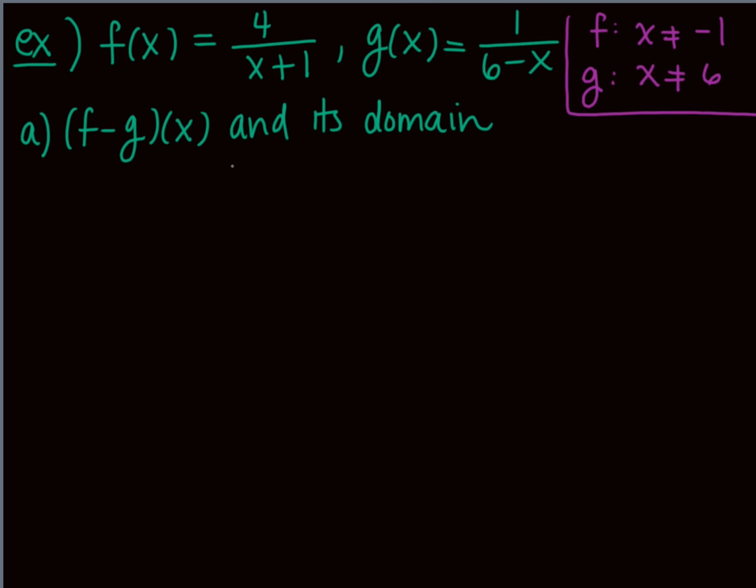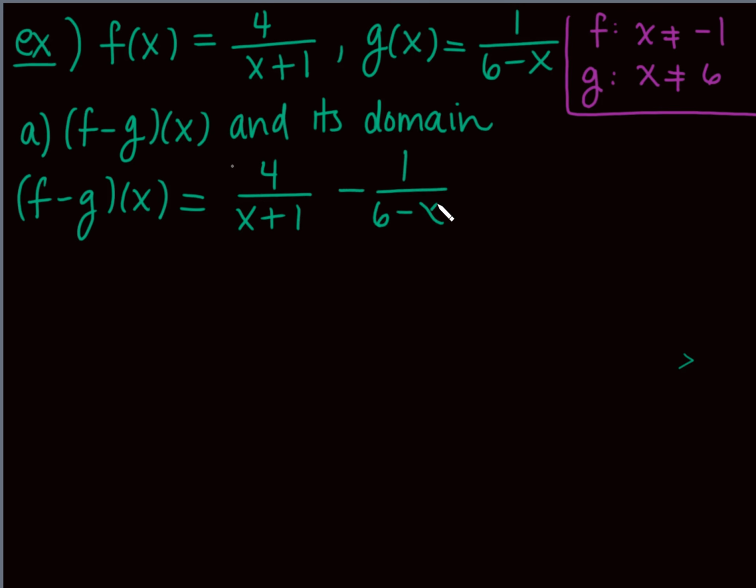They can't be invited to the party because f doesn't like -1 and g doesn't like 6, so we can't have a party where those guys are coming in. Even if g likes -1, right? F and g are throwing a party together, so even if g likes -1, f doesn't, so we don't want them at the party. We don't want to have some issues, okay? All right, so f minus g of x, I'm just simply going to take 4 over x plus 1 minus 1 over 6 minus x.